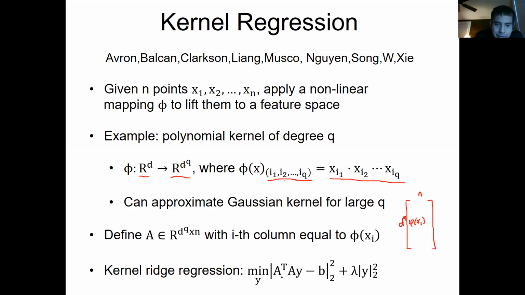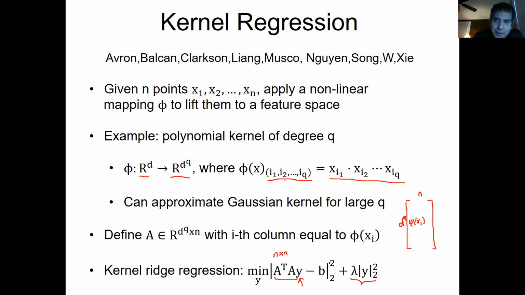And the kernel ridge regression problem, you look at what's called the kernel matrix A transpose A, which is n by n. And you have a vector B, and you try to fit it to the kernel matrix. Okay, you try to find these coefficients y. And typically, you look at the regularized version where you add this ridge penalty that we're talking about. Okay, so here is kernel ridge regression.